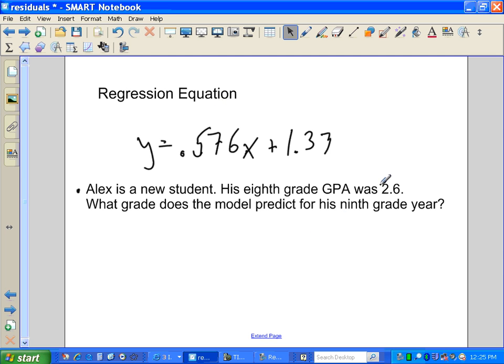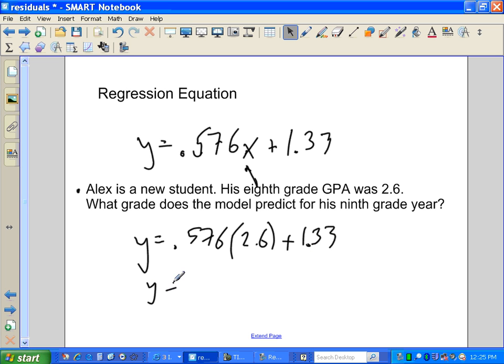So we get this guy Alex in 8th grade, who got a 2.6 GPA. And we're trying to figure out, well, what does this model say that he would have in 9th grade? So x is his 8th grade, and y is his 9th grade. So we could just do y equals 0.576 times 2.6, and then add 1.33 to it. And we can do the calculations on that.